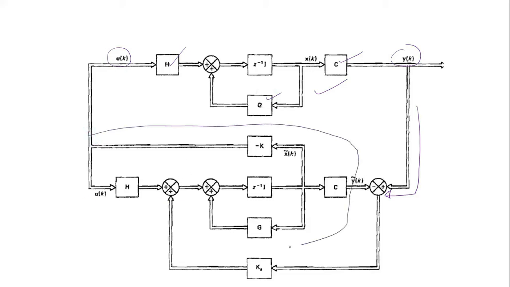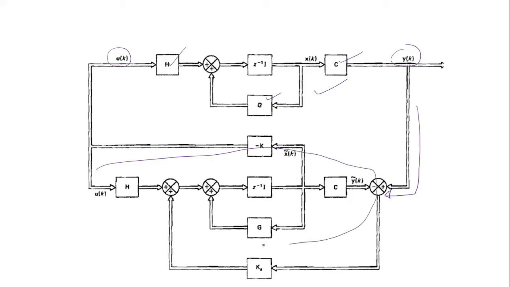This part is a duplicate of our actual system. The same input u of k will be supplied to the duplicate system. This is actually called the observer, and since it's a duplicate system, you will get some state x tilde. This is the observed state. That means x tilde is a duplicate of our actual state x of k, and this x tilde will be used for our state feedback.